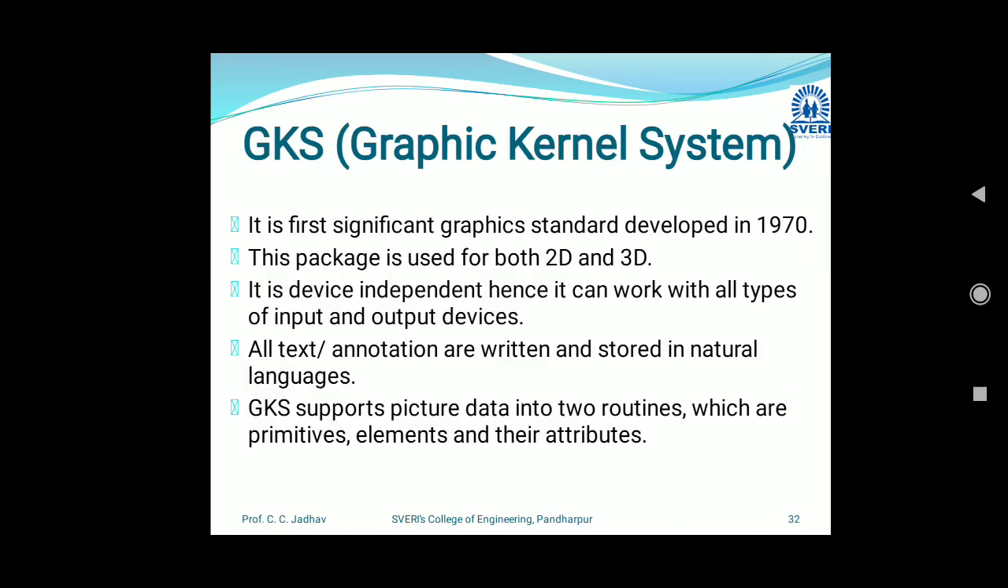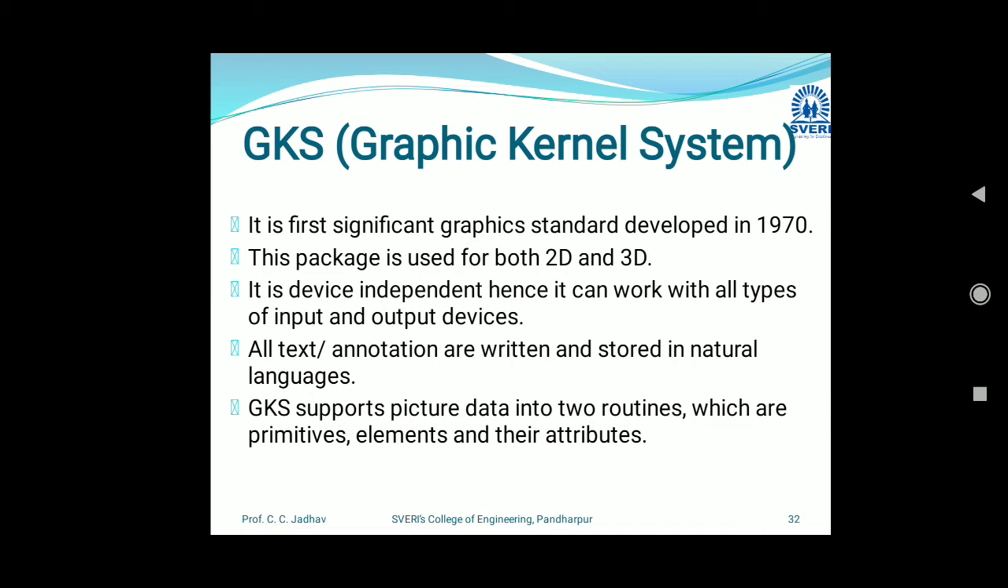First, GKS, that is the Graphics Kernel System. It is the first significant graphics standard, developed in 1970 for computer graphics, and this package is used for both 2D drafting and 3D modeling. It is device independent, and it can work with all types of input and output devices, like floppy drives and hard disks.